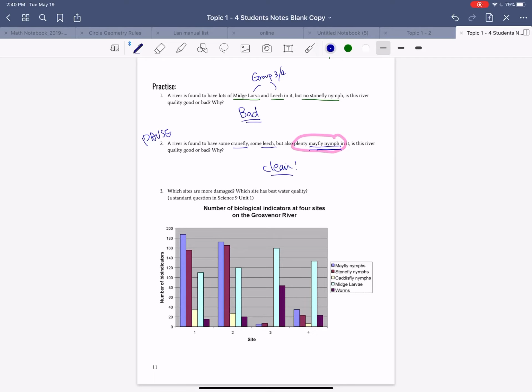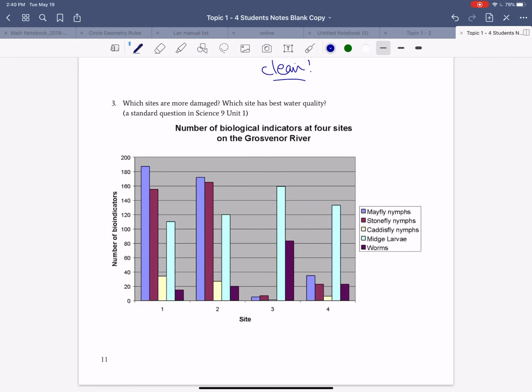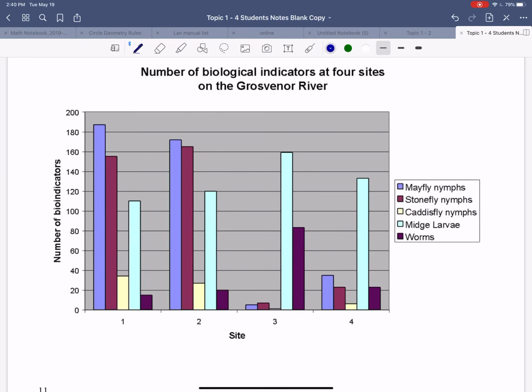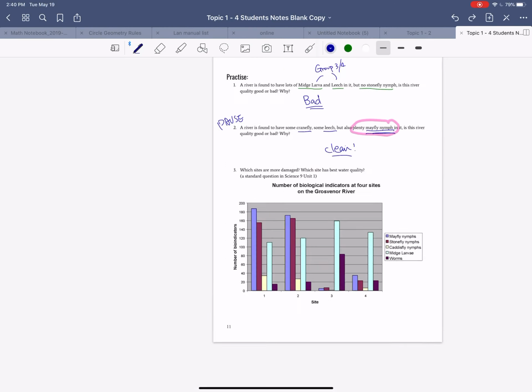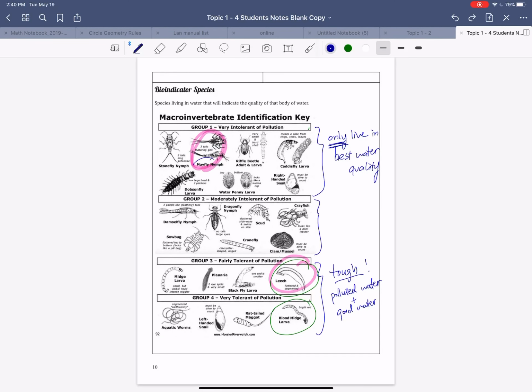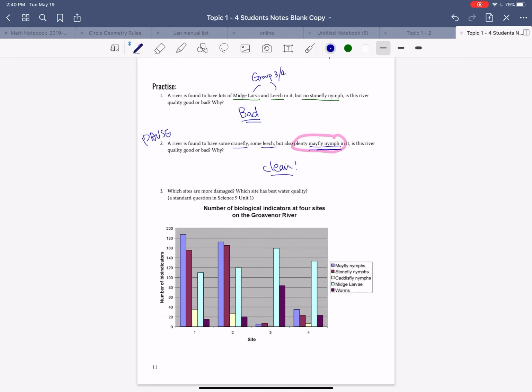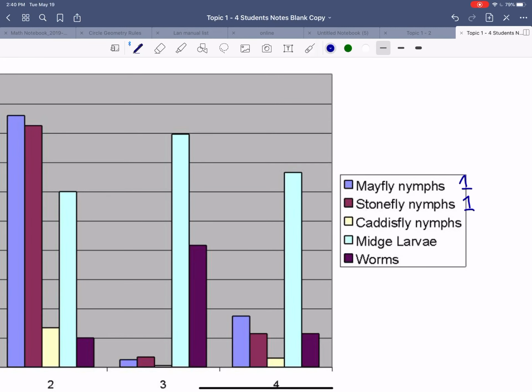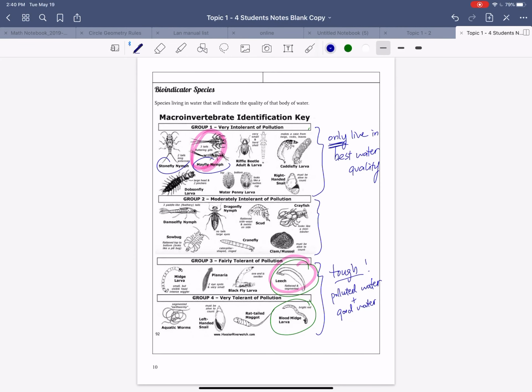Okay. So in this case, they're asking you to read graphs. Which side has the best water quality? Which one is more contaminated? Okay, this is a grade 9 level question, but it's really easy for you to answer. I'm just going to build a transition for you to grade 9. So yeah, site 1. I'm going to label all of these by their group number. Okay, mayfly and stonefly. So we have mayfly and stonefly as group 1. Group 1, they're the spoiled kids. They can only live in good water, okay?